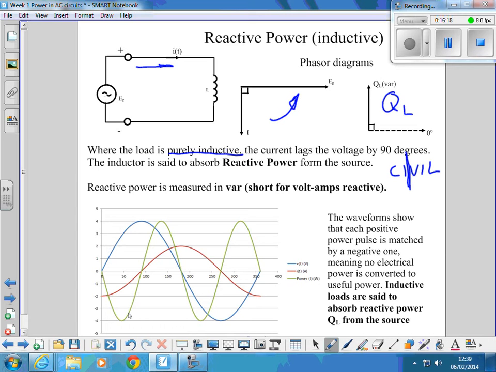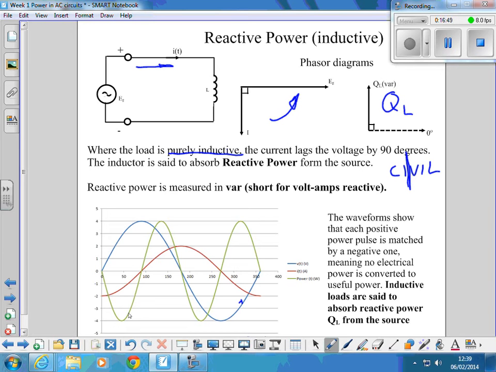Yeah, no useful work done. And you can see from the same type of diagram, here again, the blue waveform is the voltage, the red one is the current. When we multiply all the instantaneous values of those together, we get a power pulse in green that's got half of the cycle negative, the other half positive.